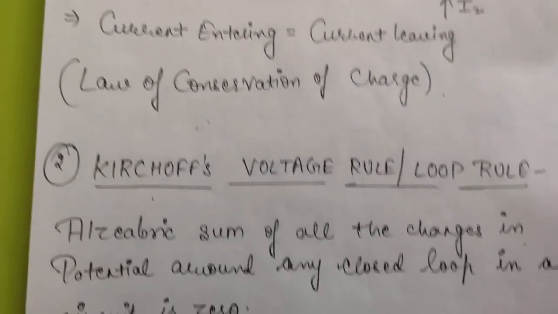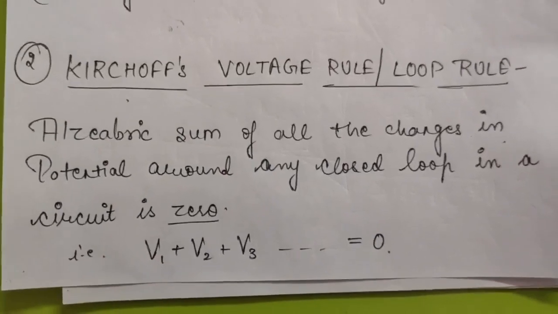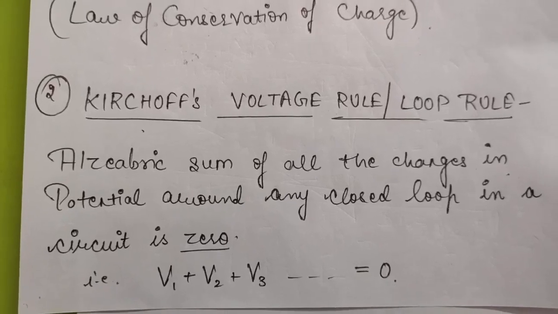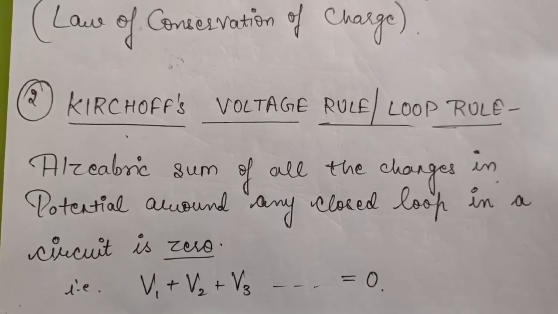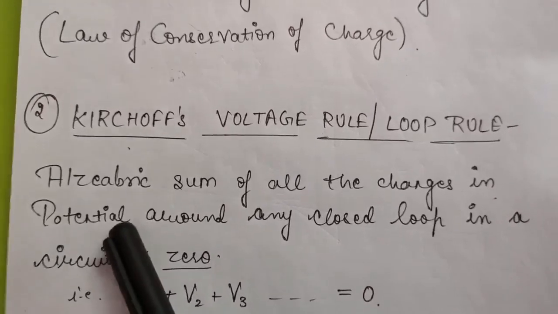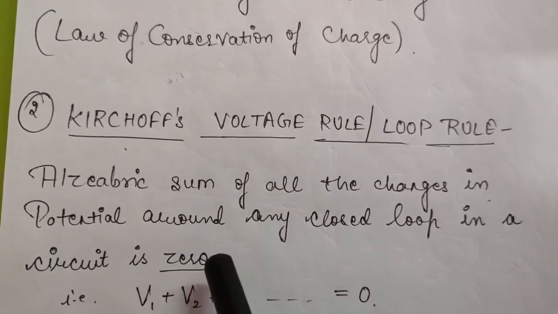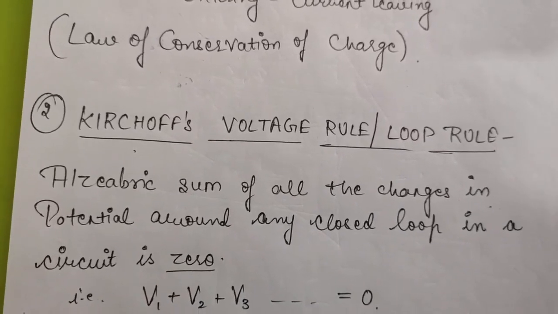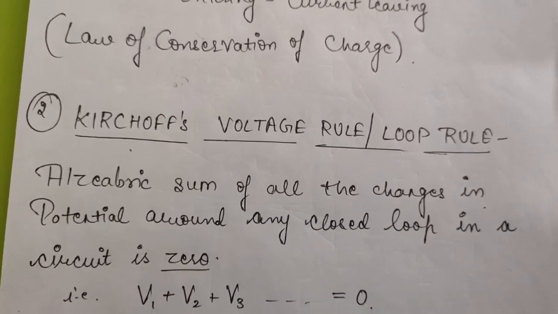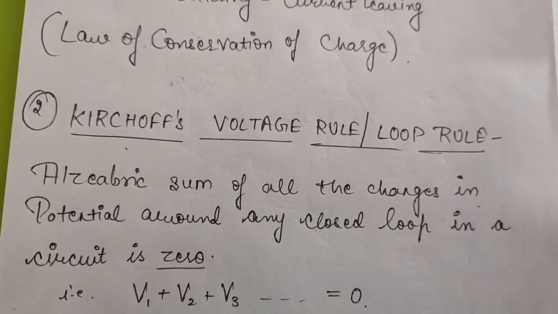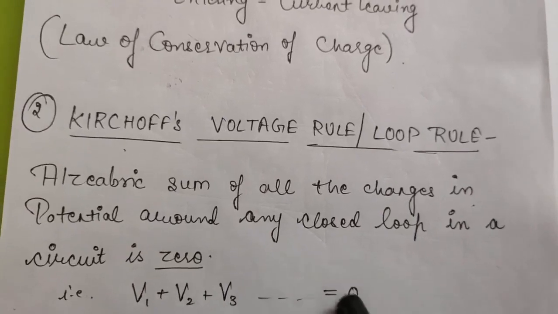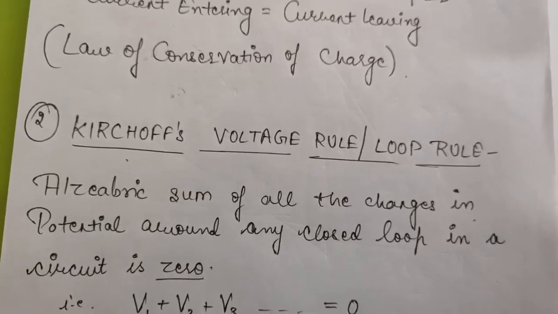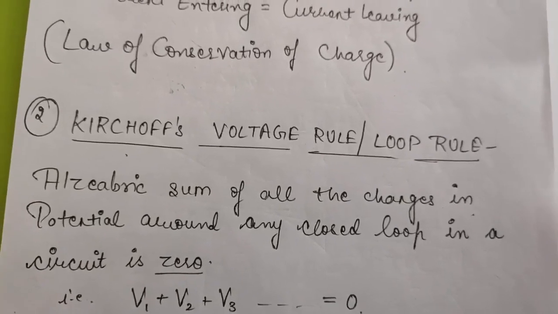Now the second Kirchhoff's rule is called Kirchhoff's voltage rule or loop rule. It states that the algebraic sum of all the changes in potential around any closed loop in a circuit is 0. For example, suppose V1 is the change in potential in a circuit, and there are many changes in potential. The total change in potential, that is V1 plus V2 plus V3 and so on, will be equal to 0. Now I'll tell you an example of how you will apply these two rules.